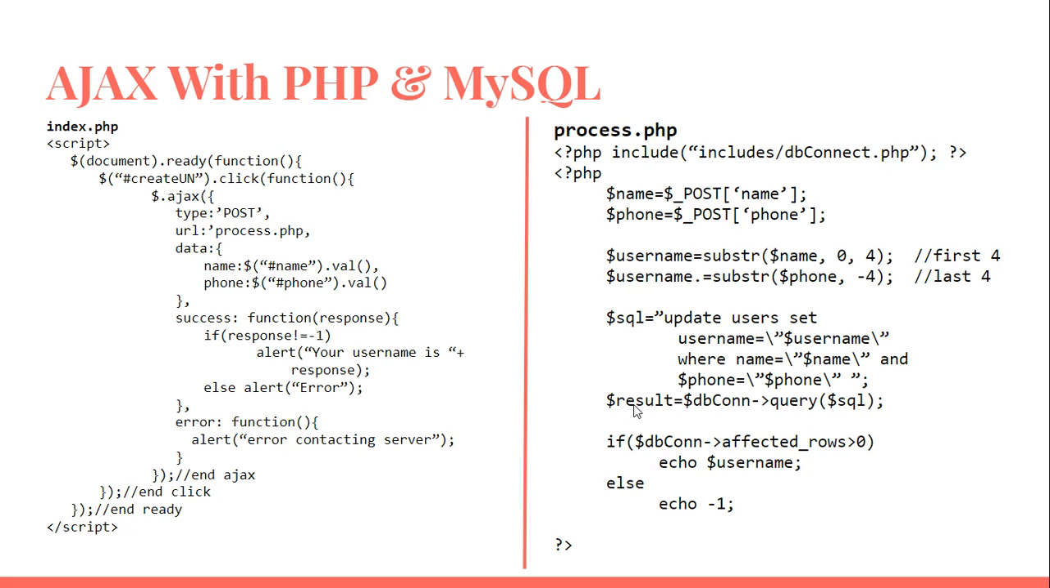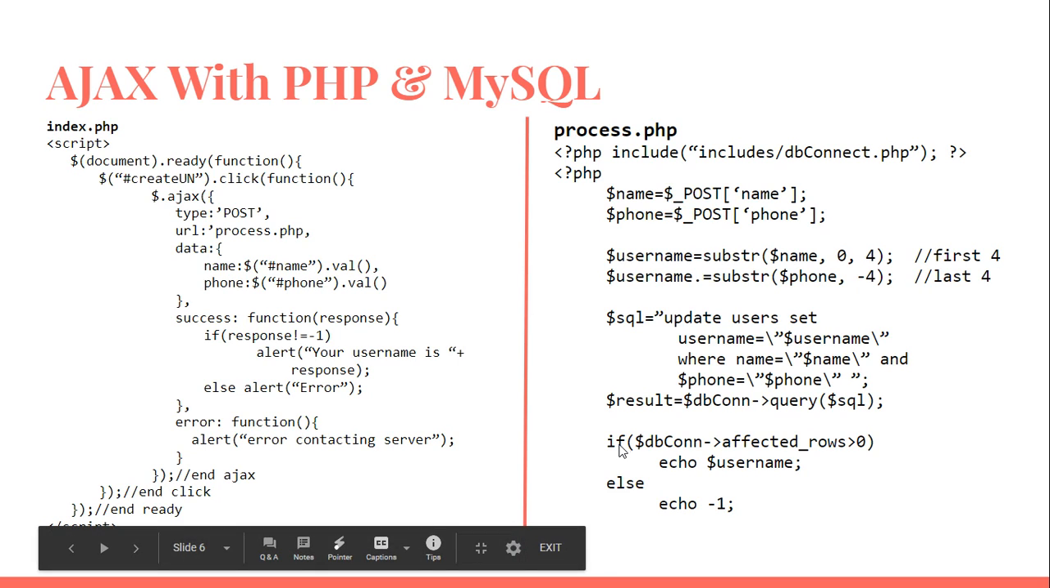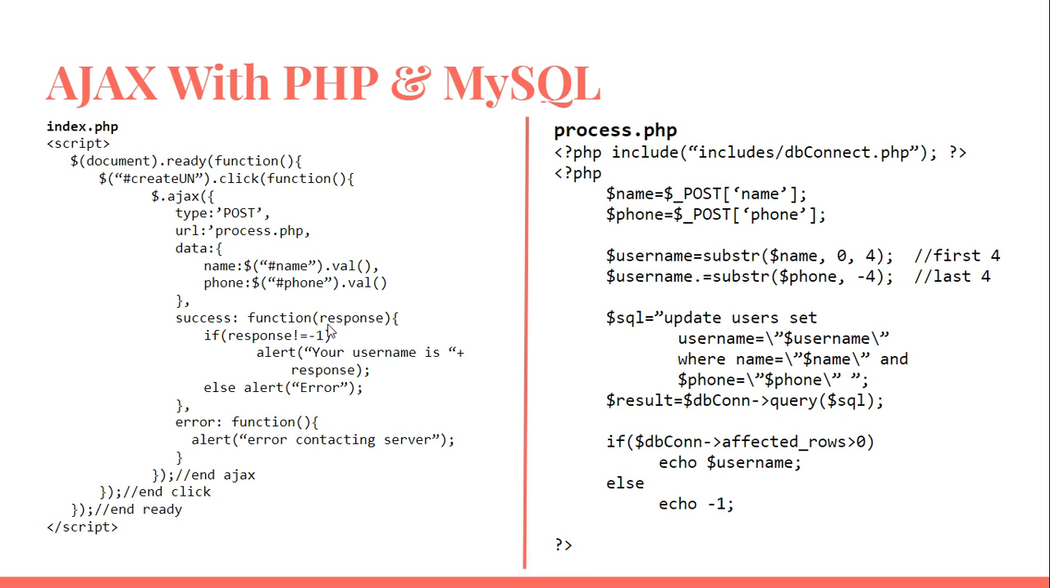Now, when we're doing a request for information, a select, that result then stores information. But the result can also be used to tell us whether or not our query or our update was effective. So now I can say if dbcon affected rows is greater than 0, then I know it was successful and I can echo my username. Otherwise, I echo -1. So coming back to success, the Ajax was successful regardless of whether or not the database got updated. That's a completely separate issue.